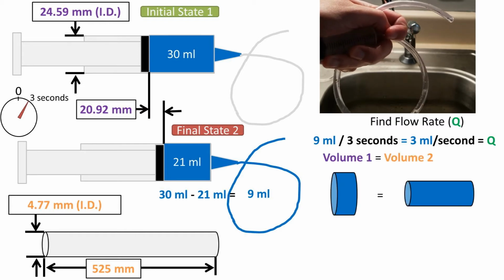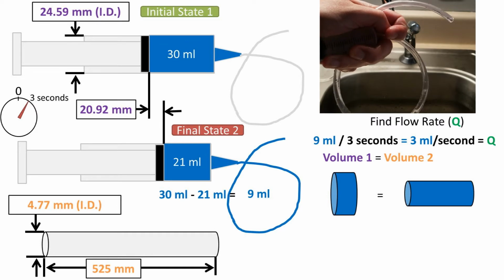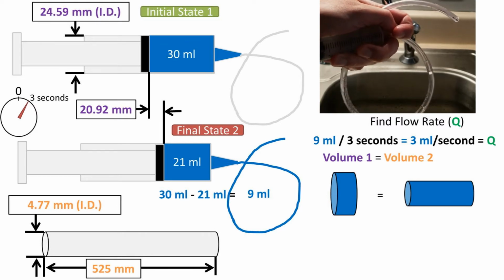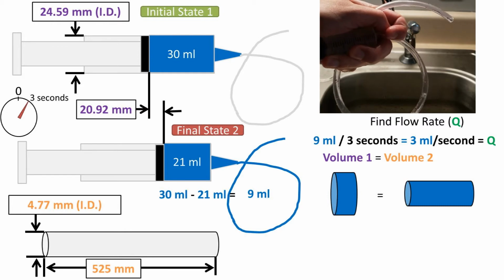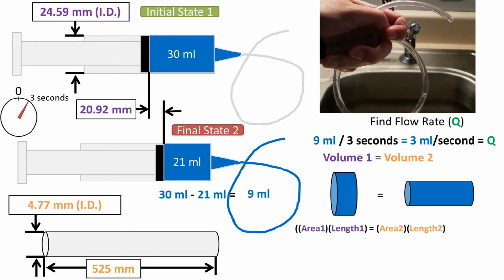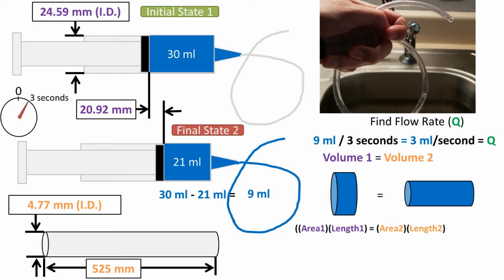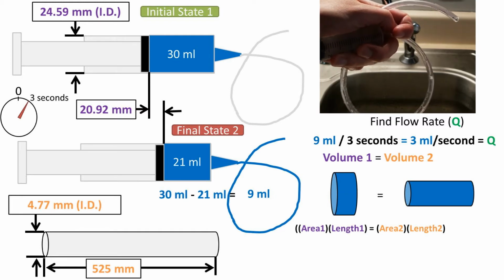flow rate. The second way we can find this value is by finding the volume of the cylinder of the syringe displacement and the volume of the cylinder of the hose, because it is completely filled after 3 seconds. Volume is conserved, so we can set the two volumes, volume 1 and volume 2, equal to one another. Recall that the volume of a cylinder is the area of a circle that makes up the end times the height, or in this case, the length of the cylinder.